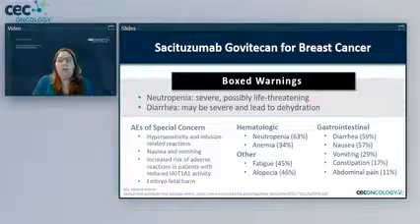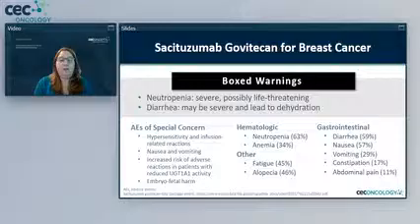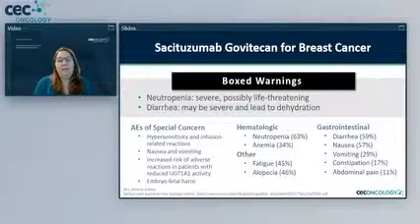A box warning has been placed for SG for breast cancer patients. Again, neutropenia, severe, possibly life-threatening, and then diarrhea, which may be severe or lead to dehydration. The AEs of concern are hypersensitivity and infusion-related reactions. Again, we need to watch our patients for those. Nausea and vomiting, and then increased risk of adverse reactions in patients with reduced UGT1A1 activity, and embryo-fetal harm. About 63% of the patients had neutropenia, 34% anemia, 45% had fatigue, and 59% of the patients had diarrhea. 57% had nausea, and then you can see the other things on this slide.